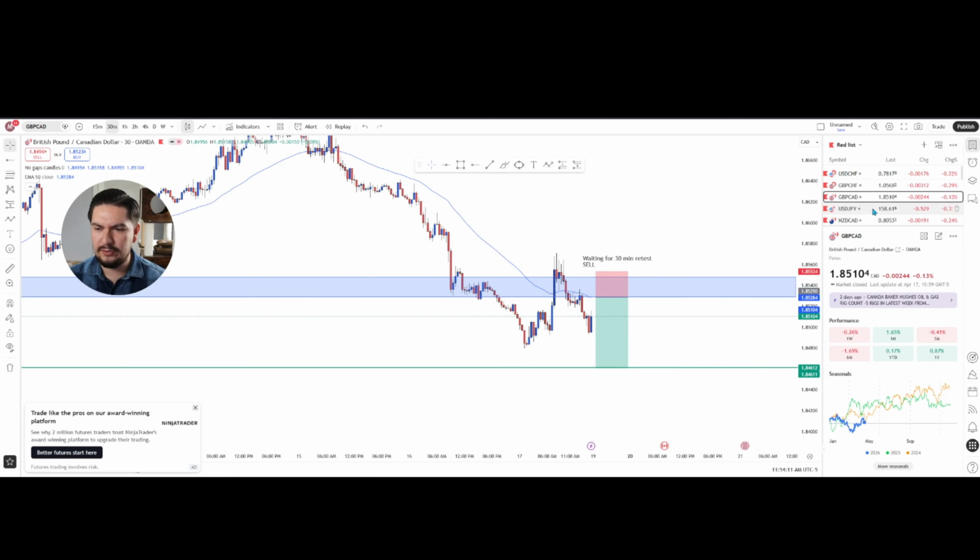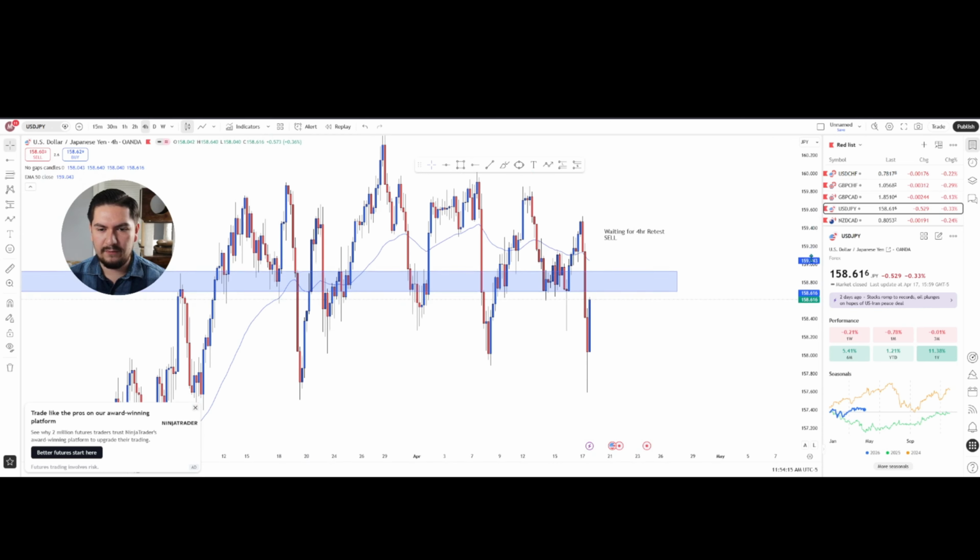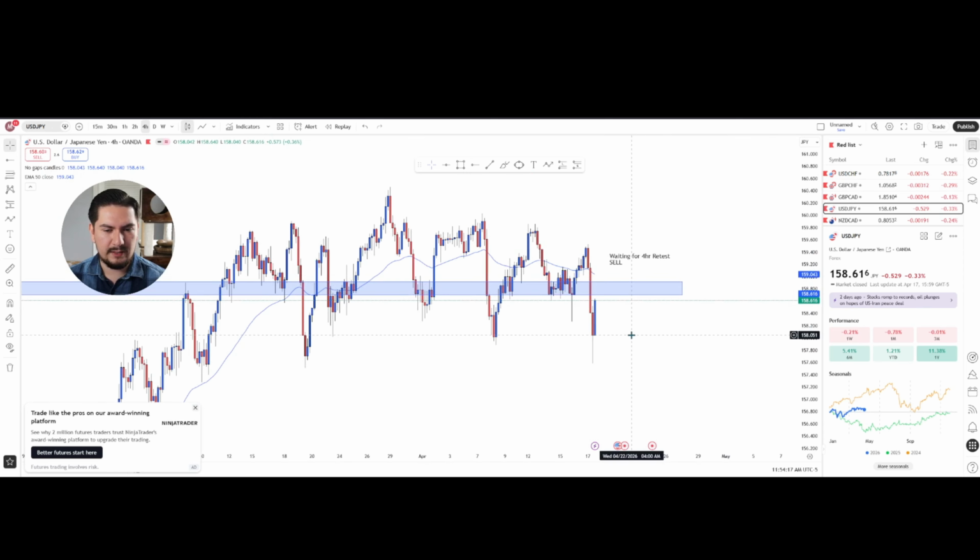The next trade is USD JPY. For this one, I'm waiting for a 4-hour retest. What I'm waiting for is for the 4-hour to make it back to this area, have a rejection, and once that happens, look for an entry to enter to sell. So all of these are pretty much the same. Wait for a retest, wait for a rejection, and then enter to sell.